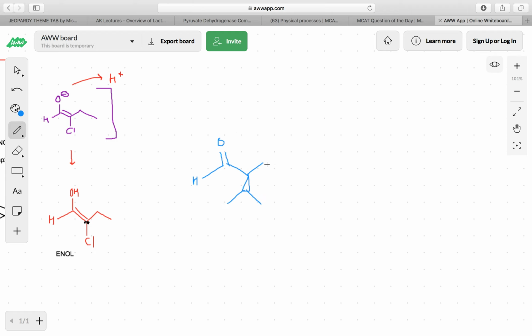So let's say I have this aldehyde right here, and then I put it in a strong base, lithium diisopropylamide. That we'll get into later. That's not the point right now. So we're going to abstract an alpha carbon hydrogen. So we're going to take off this hydrogen, and we're going to form a carbanion.